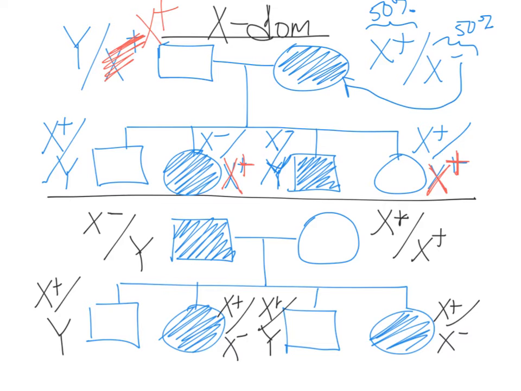Would anybody like to see this example as an X recessive? Or should we move on to other questions? I'm happy to do either. I'm just suggesting options.